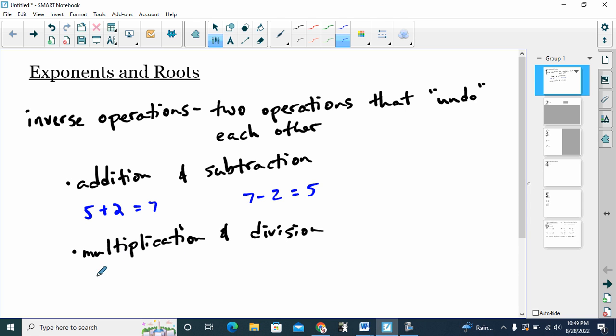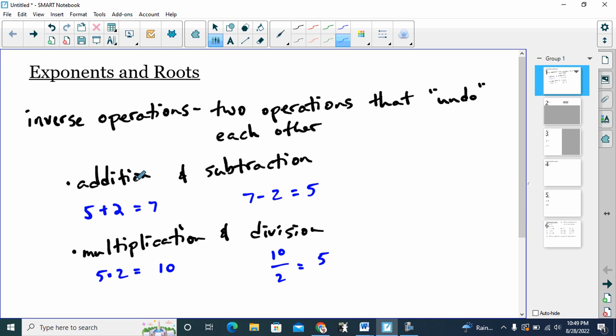We can do the same thing with multiplication. 5 times 2 is 10. It's a times sign. That means the same thing as 10 divided by 2 is 5. One is written with multiplication, the other one is written with division. So inverse operations are two operations that undo each other.